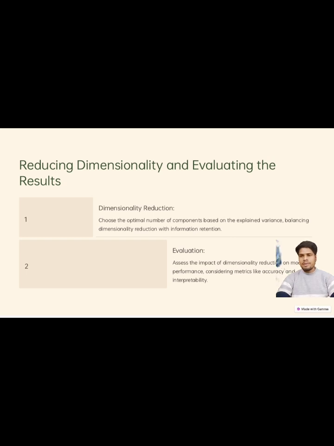Reducing dimensionality and evaluating the results. So first is dimensionality reduction: choose the optimal number of components based on the explained variance, balancing the dimensionality reduction with information retention. Second is evaluation: assess the impact of dimensionality reduction on model performance, considering metrics like accuracy, predictions, and interpretability.